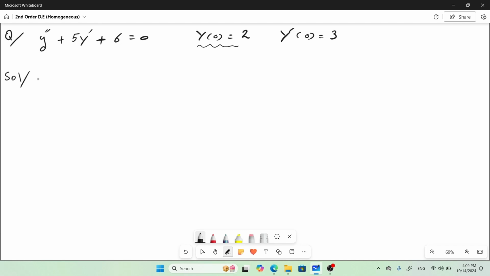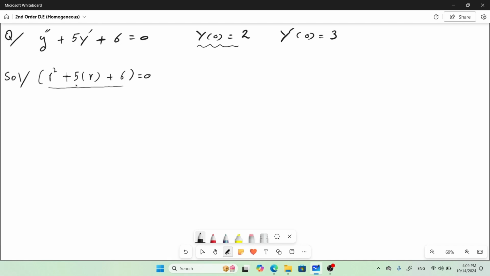So, the first step is to extract the second degree equation. So we have y double dash gets replaced with r squared plus 5, and y dash is replaced by r, plus 6 is equal to 0. Now we have the second degree equation. Now we must find the roots for that equation.